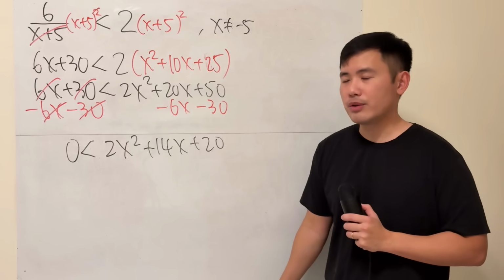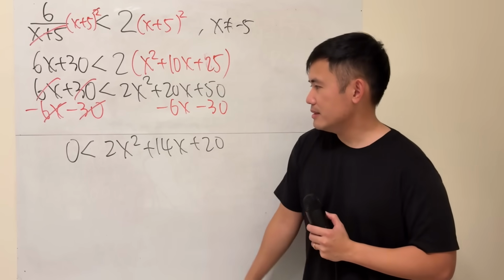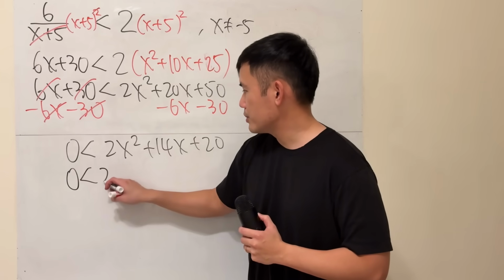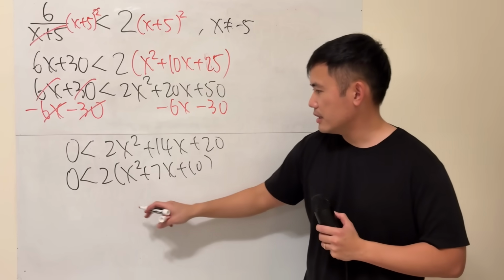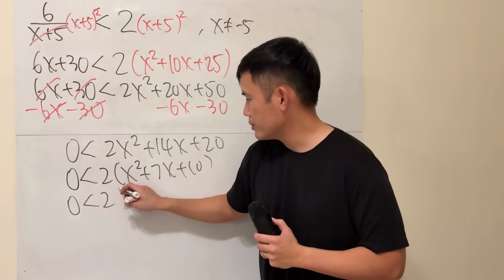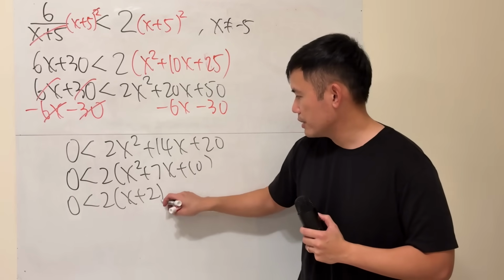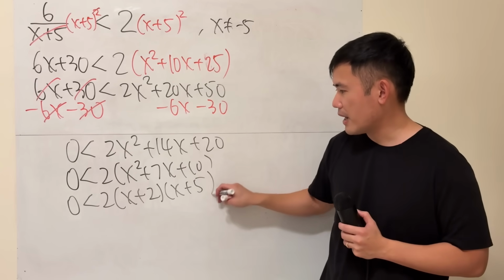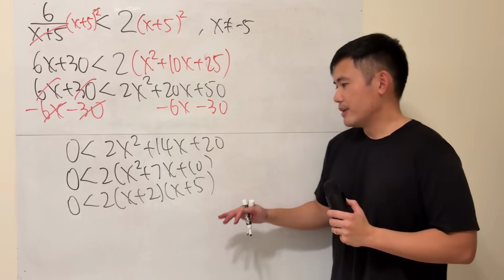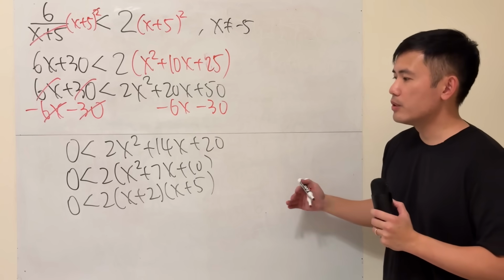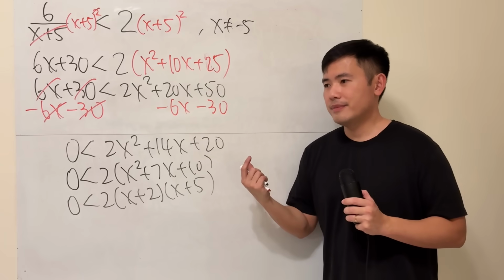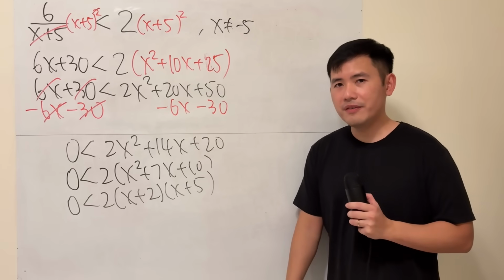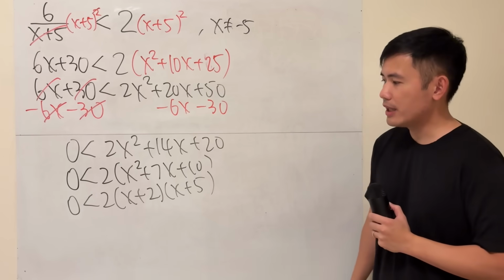I could have divided by 2 on both sides earlier, but it doesn't really matter. And then just x squared plus 7x plus 10, and then 0 less than 2 times x plus 2, x plus 5. So once you have this, it depends on how you want to continue. On the A-level way, you can do the wavy curve method. I'm going to show you that as well.